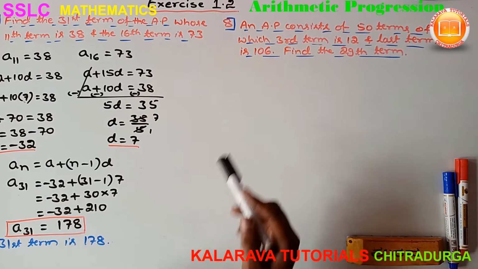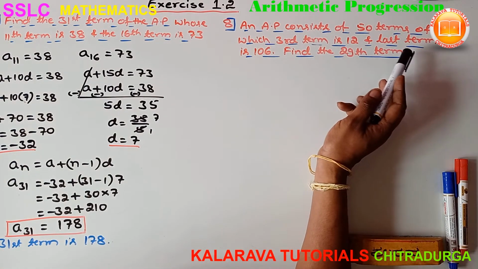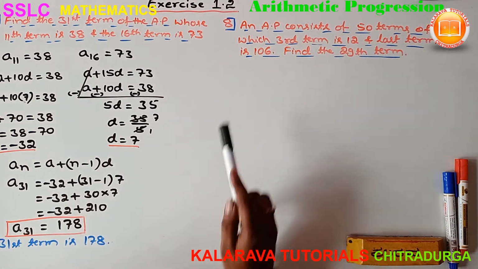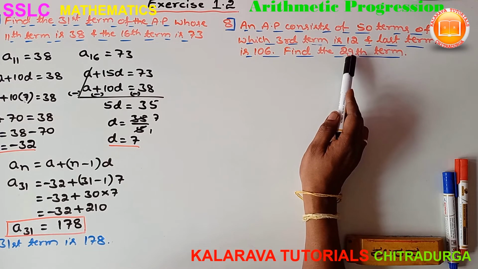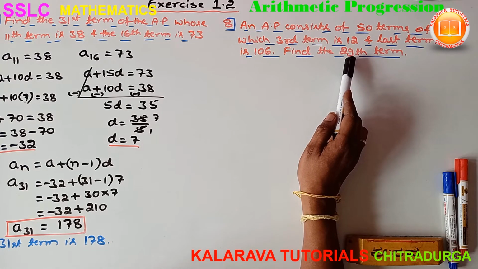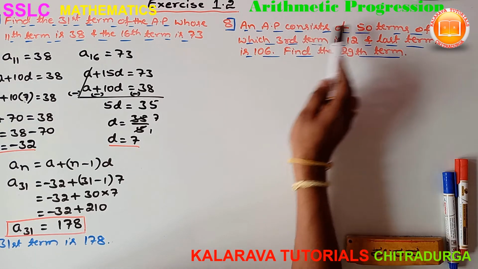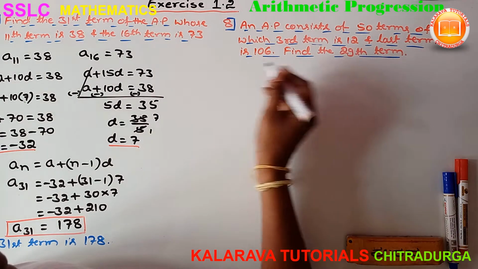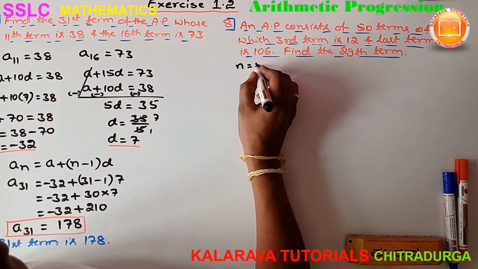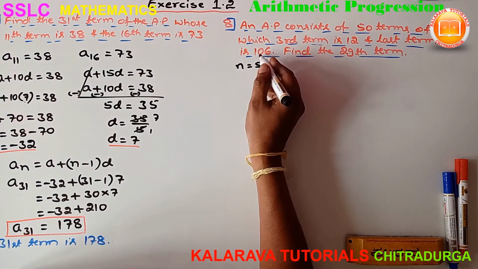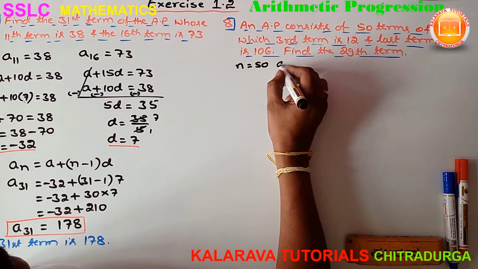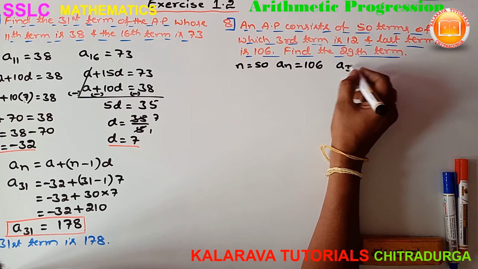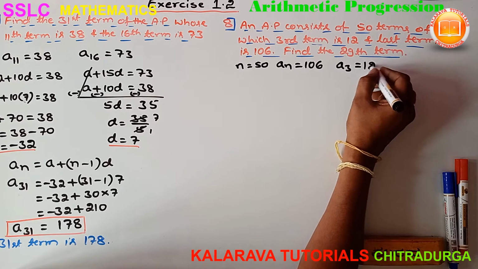In the eighth problem, they gave that an AP consists of 50 terms, of which the third term is 12 and the last term is 106. Find the 29th term. For finding the 29th term, we need the values of A and D. So first we write the third term and the 50th term. Here the total number of terms, n, is equal to 50 and the last term is 106, that is an is equal to 106, and also the third term a3 is equal to 12.